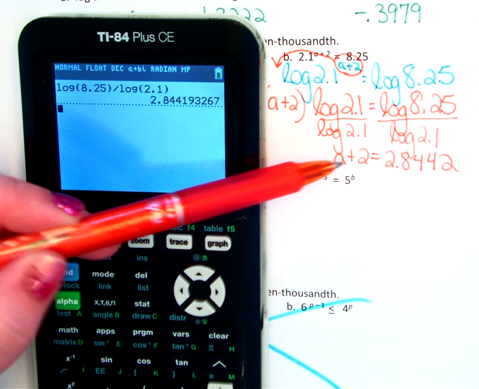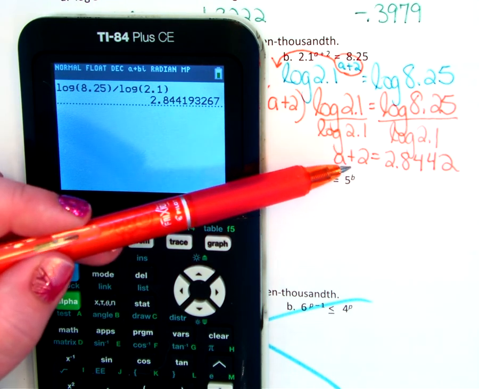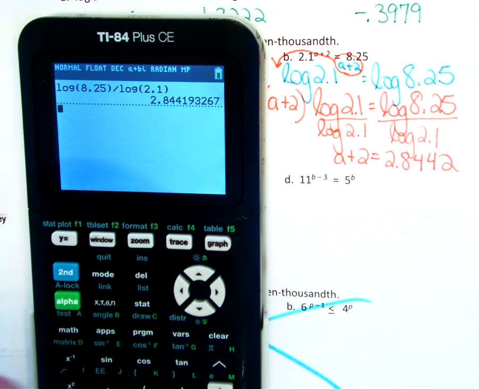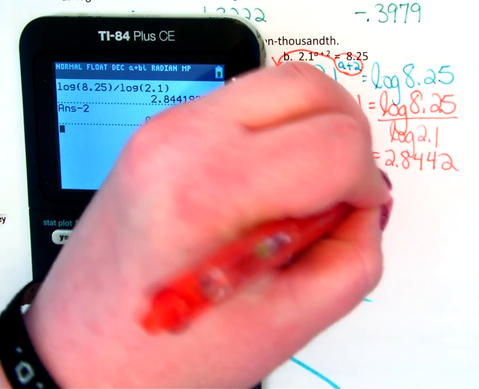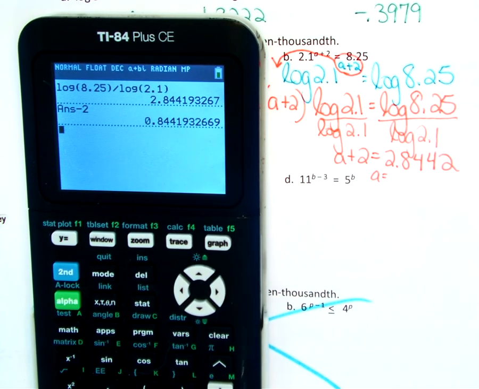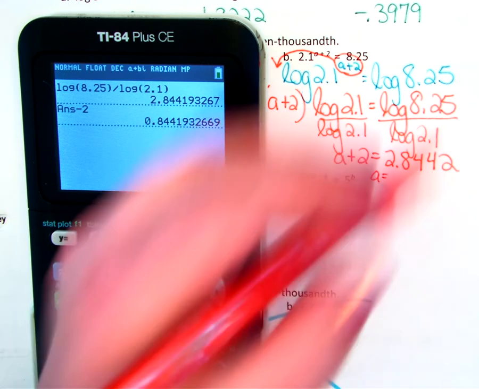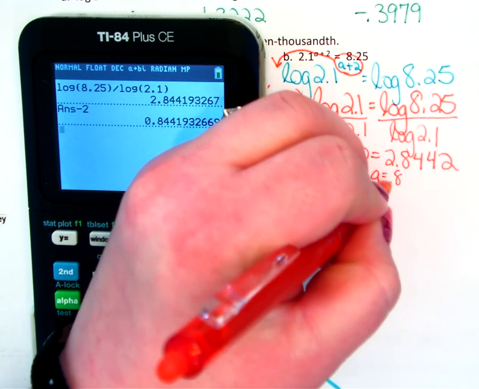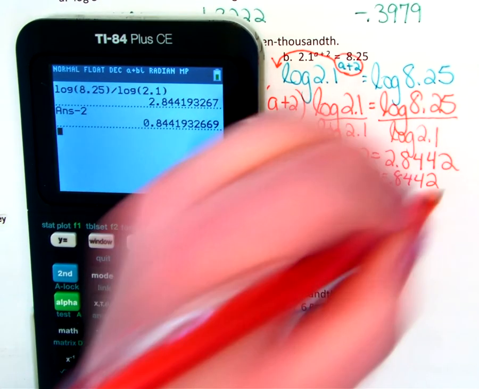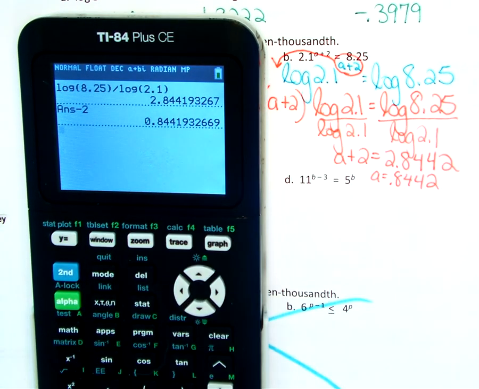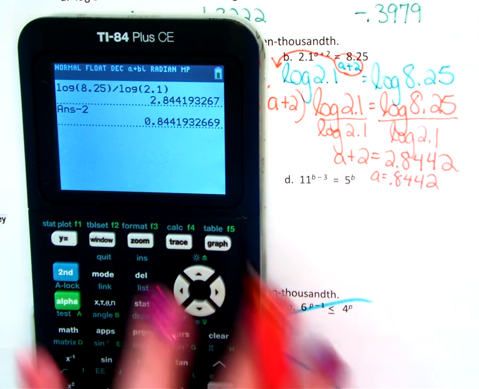And that's because I'm still trying to get a by itself. I have some other operations to do. So I'm going to subtract 2 from both sides. So that means I have this whole long number, subtract 2. And that gives me a equals 0.8442. Sorry, I said that wrong, 0.8442.